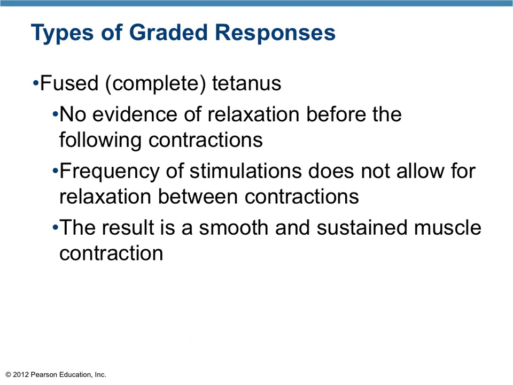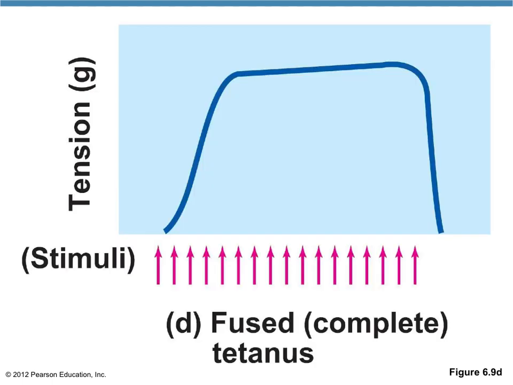And then finally there's fused or complete tetanus, and this shows no evidence of relaxation before following contractions, and the frequency of the stimulation that comes from the neurons does not allow for relaxation at all between contractions. So this results in a smooth and sustained muscle contraction. So when a muscle is experiencing fused or complete tetanus, the stimulus arrives and then continues to arrive so close together that the tension on the muscle remains constant until the stimulus ends.